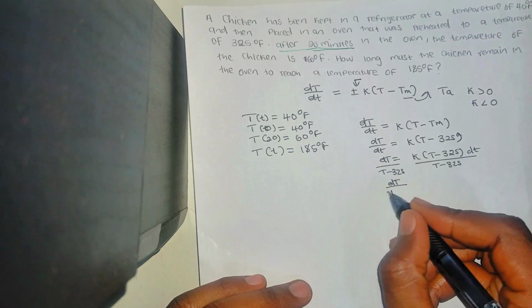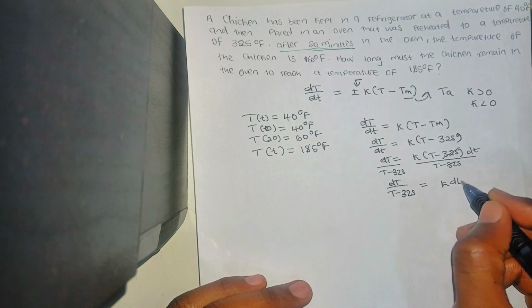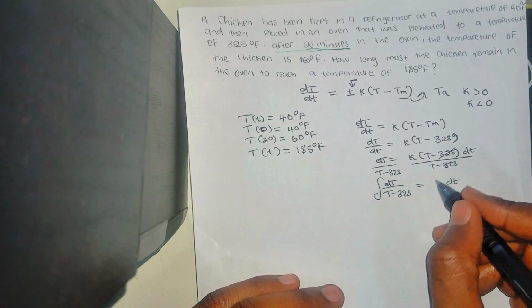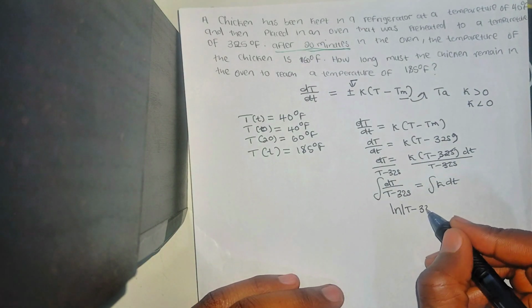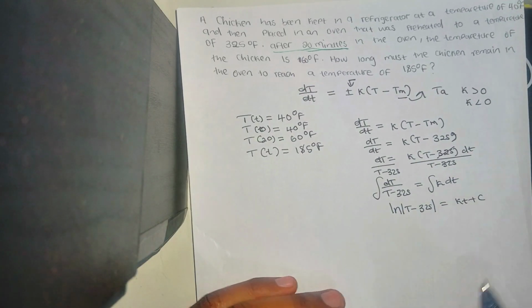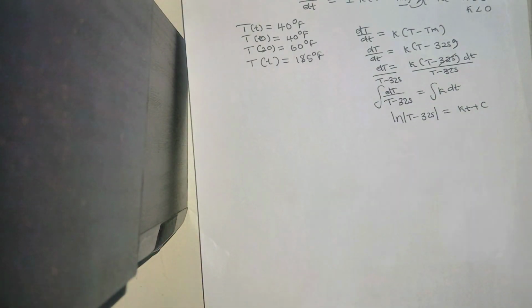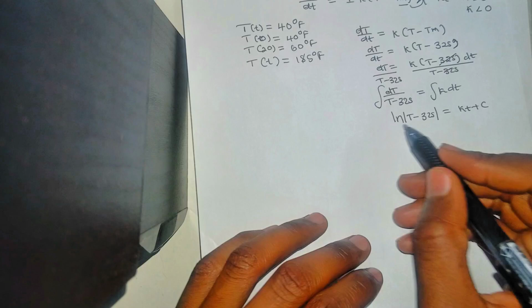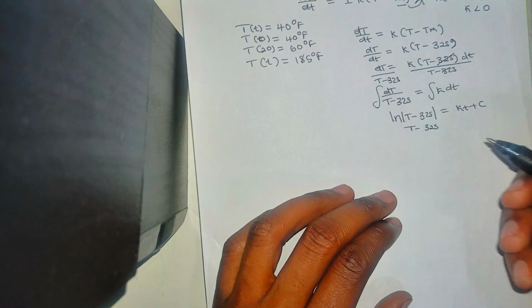So dT over (T minus 325) is equal to k dt, right? So with direct integration, we get ln|T minus 325| is equal to kt plus c. Right. So we then have to put it in a proper form. We can just go from logarithm to exponential.